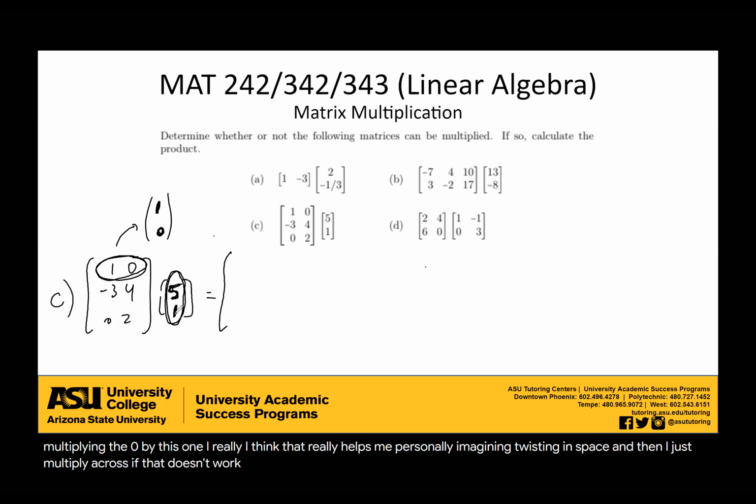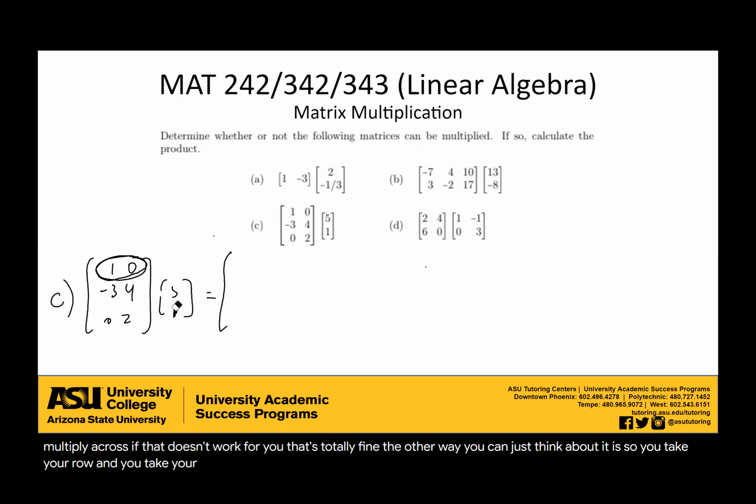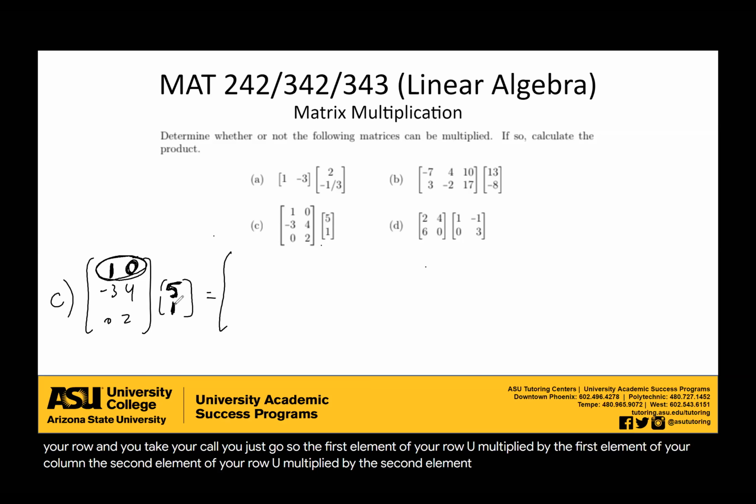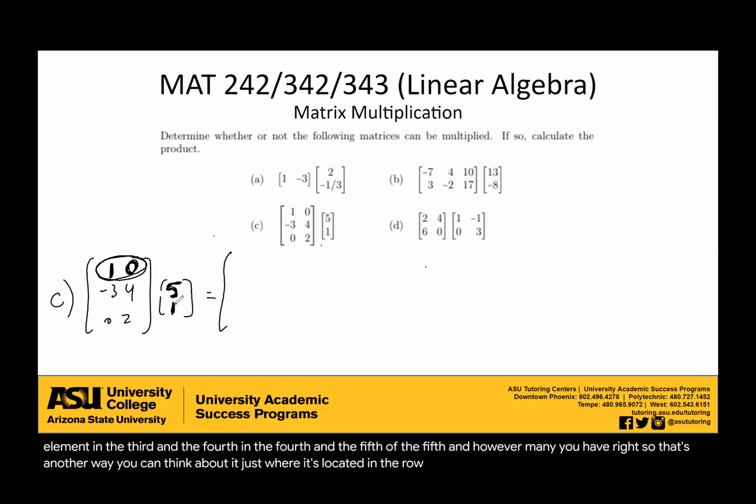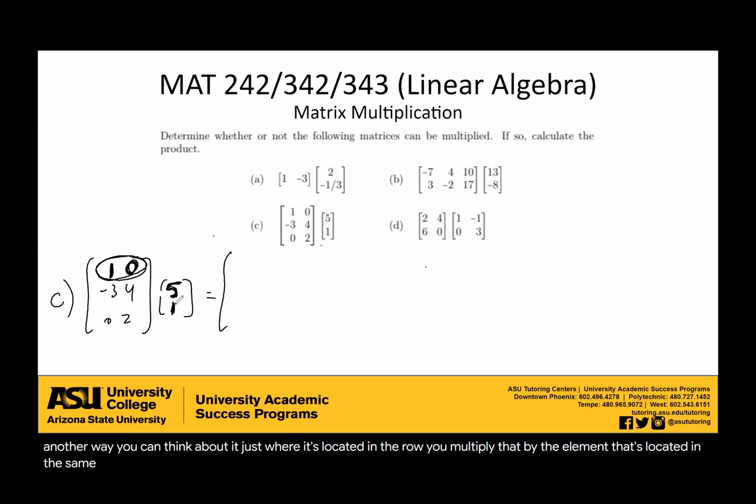If that doesn't work for you, that's totally fine. The other way you can just think about it is, you take your row and you take your column, and the first element of your row, you multiply by the first element of your column. The second element of your row, you multiply by the second element of your column. And then the third in the third, and the fourth and the fourth, and the fifth and the fifth, and however many you have, right? So that's another way you can think about it. Just where it's located in the row, you multiply that by the element that's located in the same spot in the column. Okay, so we would do 1 times 5 plus 0 times 1.